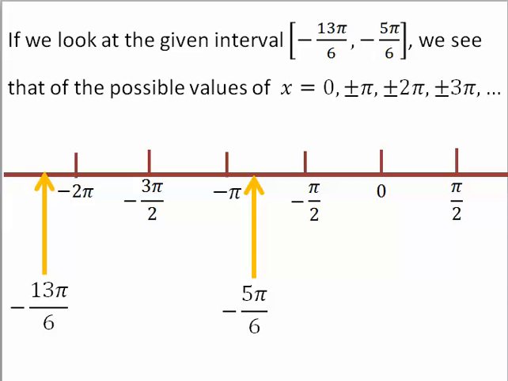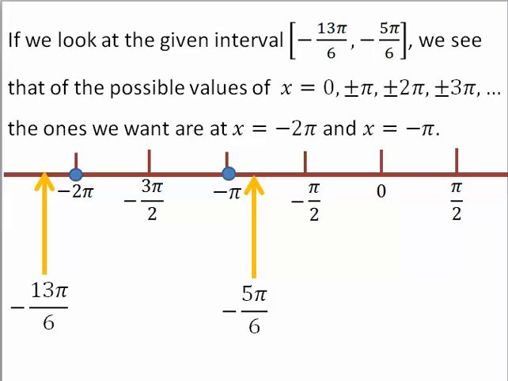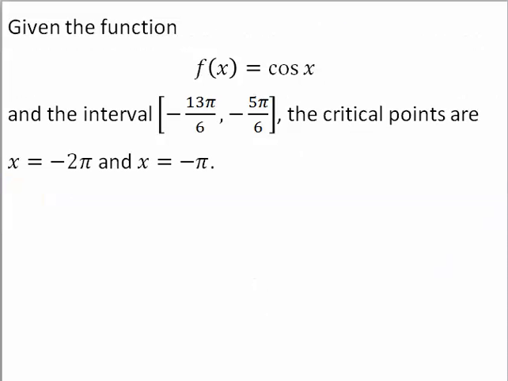If we look at the given interval, we see that of the possible values of x where sine is equal to 0, the ones we want are at x equals negative 2 pi and x equals negative pi. So we have our two critical points on the closed interval. How does this help us?